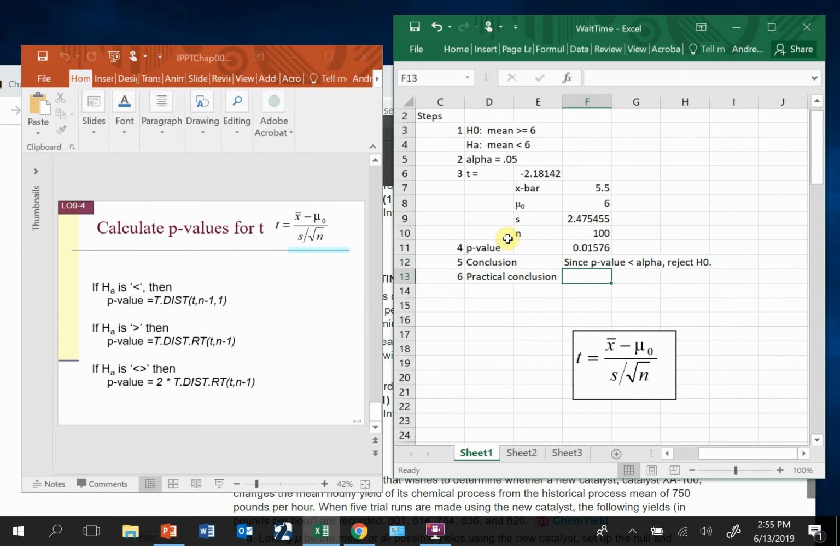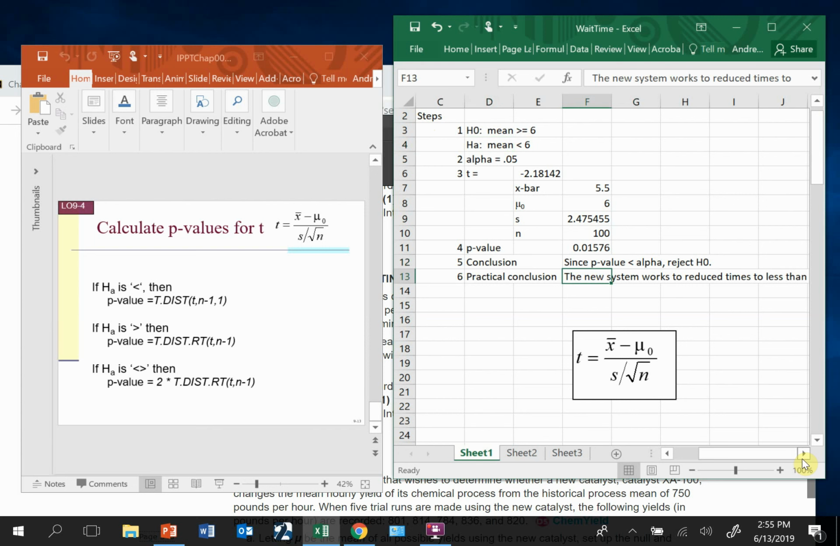And then the practical conclusion is the new system works to reduce times to less than 6 minutes. You reject the null hypothesis, which is assuming that it's greater than or equal to 6. You've just rejected it, which means the mean is less than 6, so that's what this last sentence is.